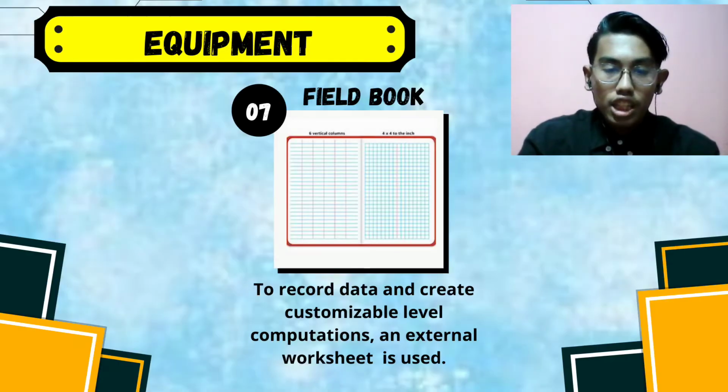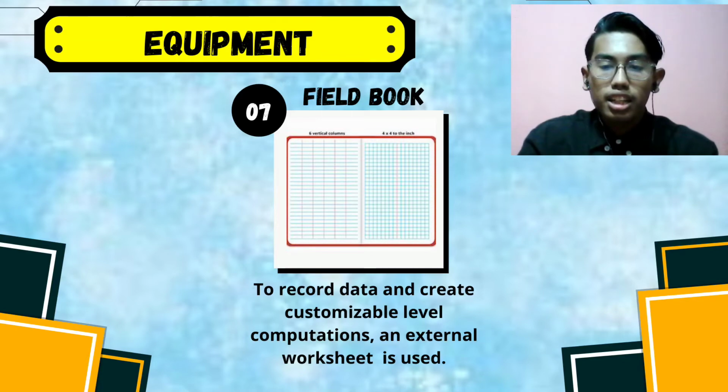And the last equipment we have is the field book. The field book is used to record data and create customizable level computation. An external worksheet is used. The rise and fall or height of collimation method can be used for bookkeeping and counting. Okay, that's all from me. I will pass to Shoban to present next.